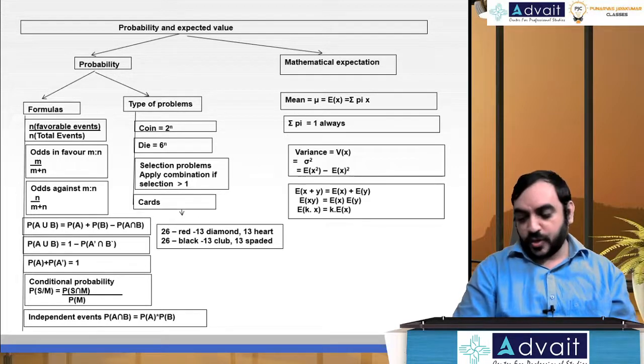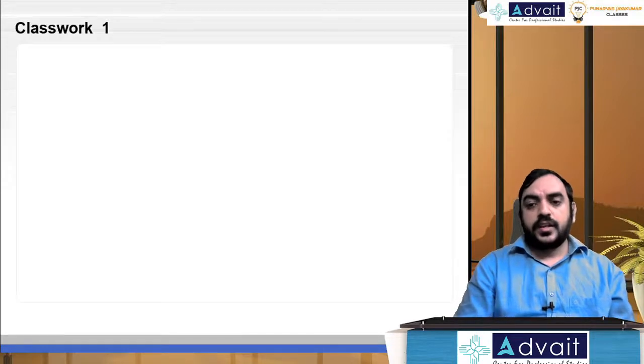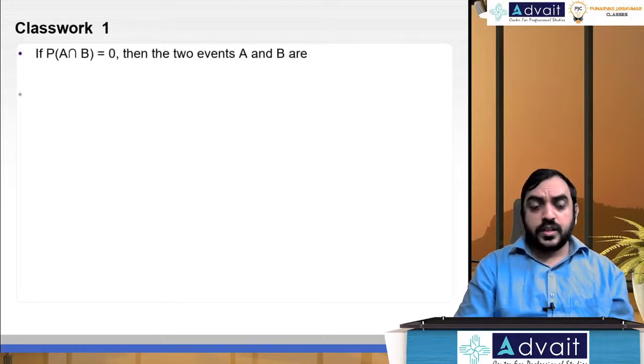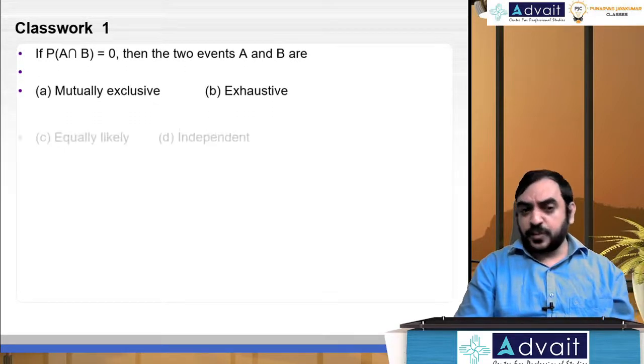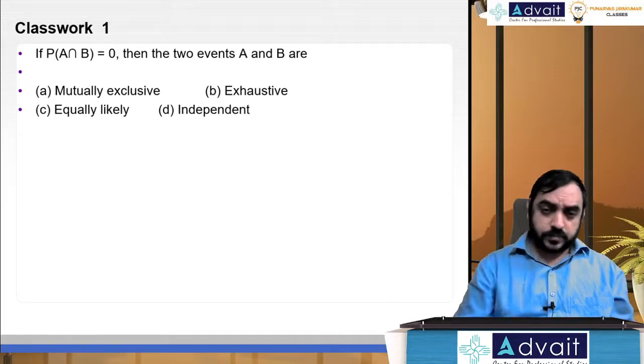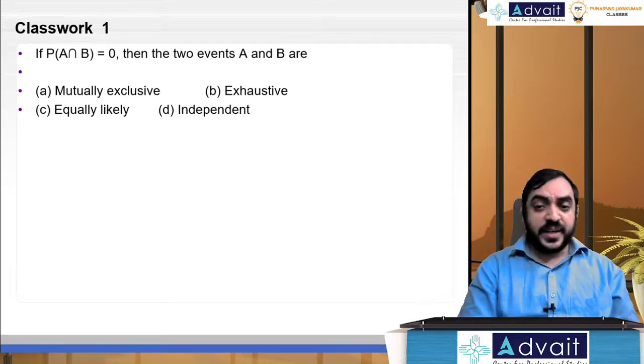Okay, let's go to the problems. Come to the practice or classic problems. If probability of A intersection B is 0, then the two events A and B are, what do you think? If A intersection B is 0, the two events A and B are what? Mutually exclusive, exhaustive, equally likely, independent.